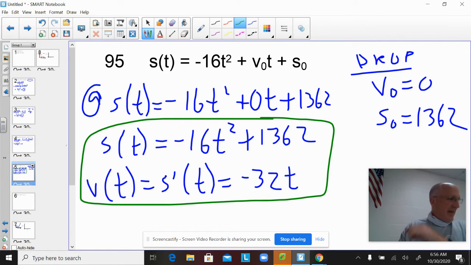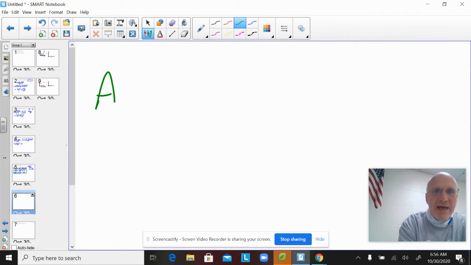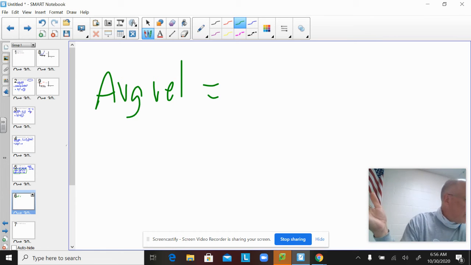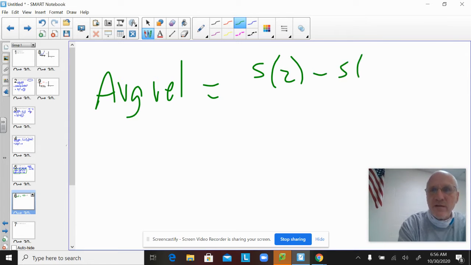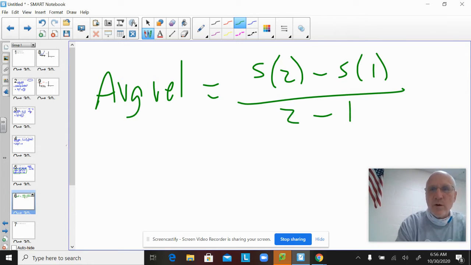All right, part B says find the average velocity. Now you got to be real careful here. Average velocity is the rate of change of the position. So average velocity is just where am I now, where am I then, and subtracting. I think I said this in the notes, but it needs to clarify. It is a very common mistake. The average velocity, this one says the interval from 1 to 2, is s of 2 minus s of 1 over 2 minus 1. Not v of 2 minus v of 1.